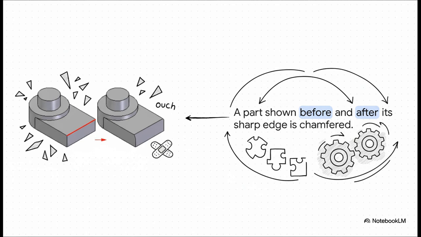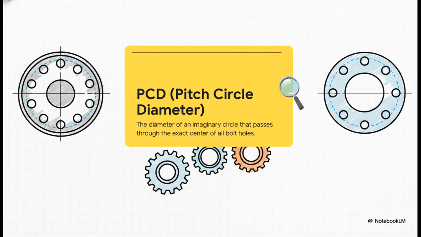This can make parts way easier to assemble, it makes them less likely to get chipped, and safer to handle. All of that from one little word. And for our last letter today, let's look at PCD, or pitch circle diameter.